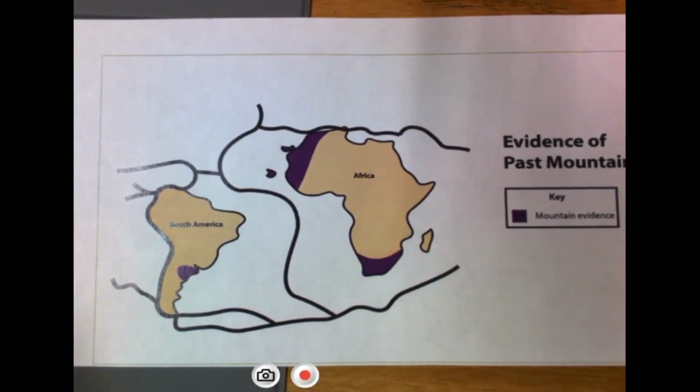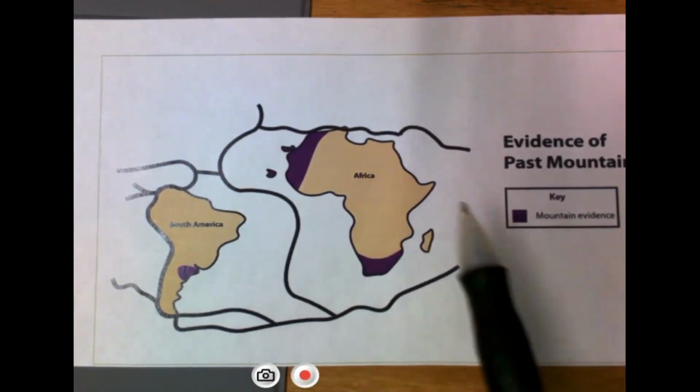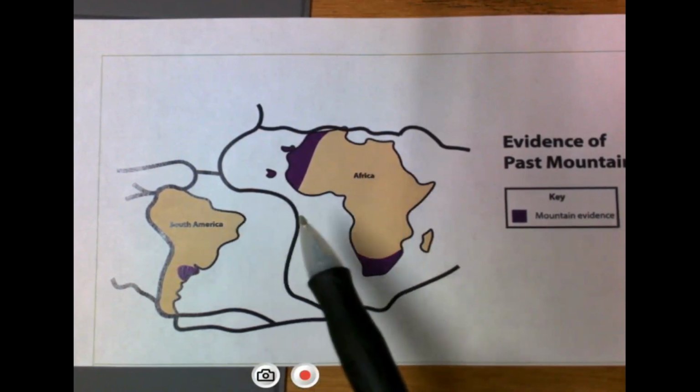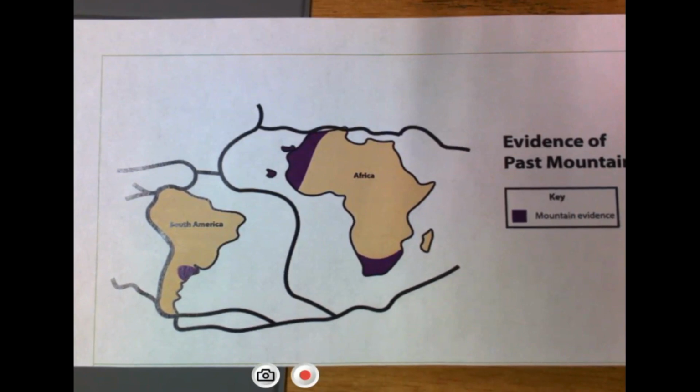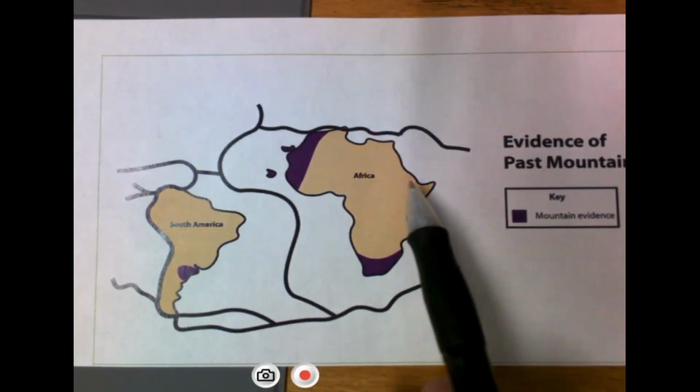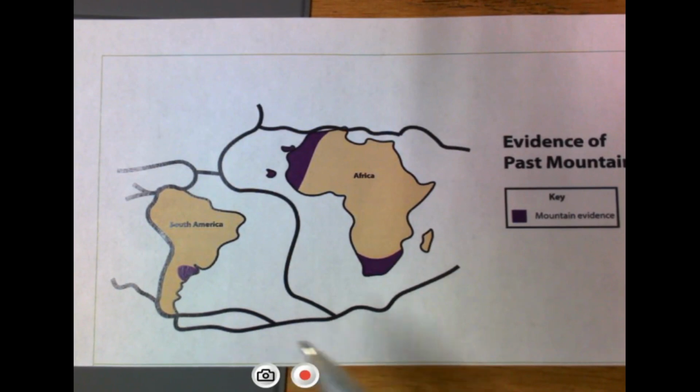Our last one, evidence of past mountains. So again, you put these together. Find out where the purple areas match up. That's where mountains used to be. If you think this helps you put them together in one continent, you're going to put an S and explain why. If you put them together and you don't think this looks like it should work, it'll be an R, and you also explain why.